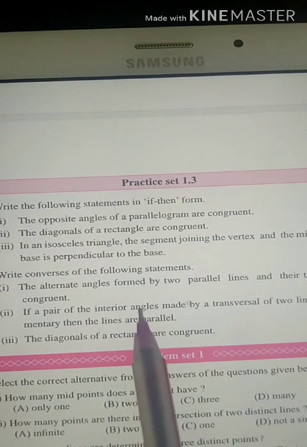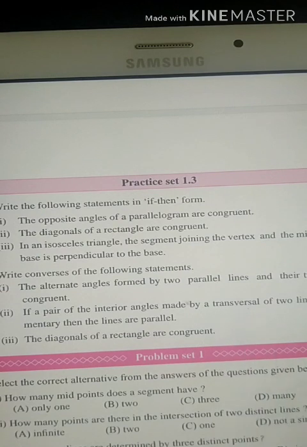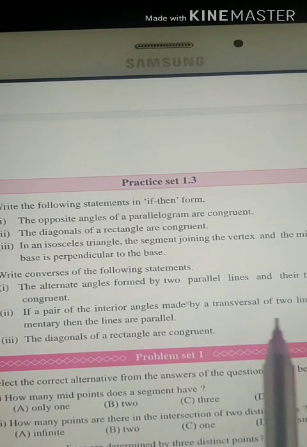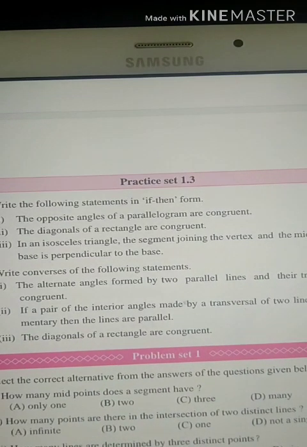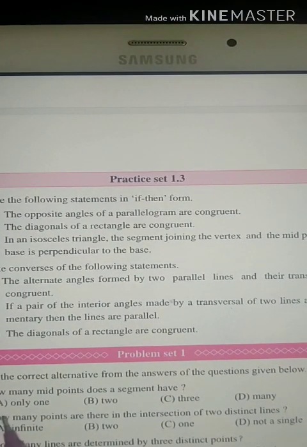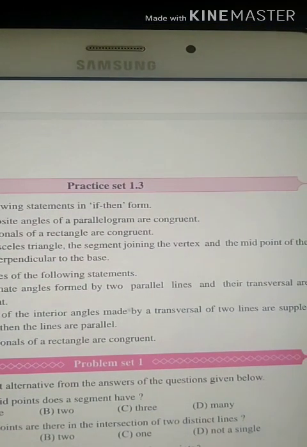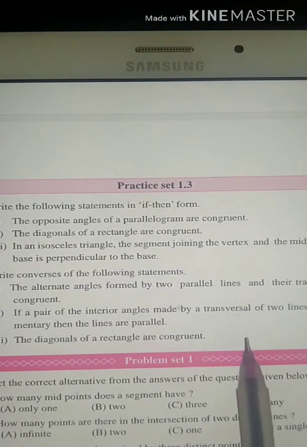If a pair of interior angles made by a transversal of two lines are supplementary, then the lines are parallel. So this is the statement. Which part is the antecedent here? The part which is coming after if. If a pair of interior angles made by a transversal of two lines. Till here we have the antecedent.